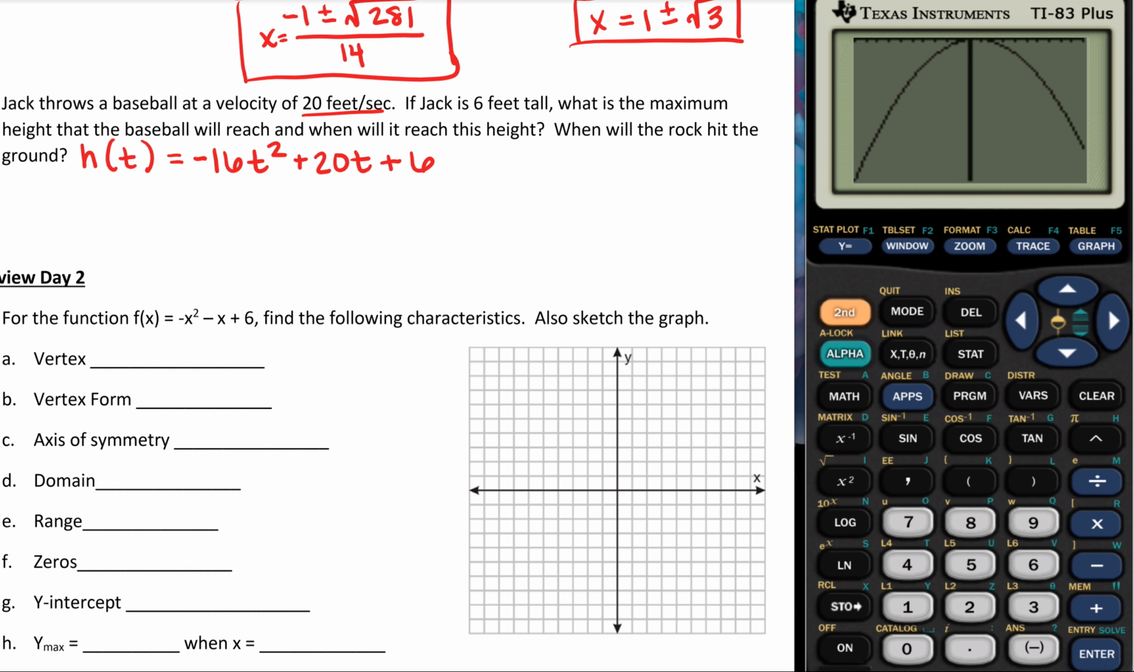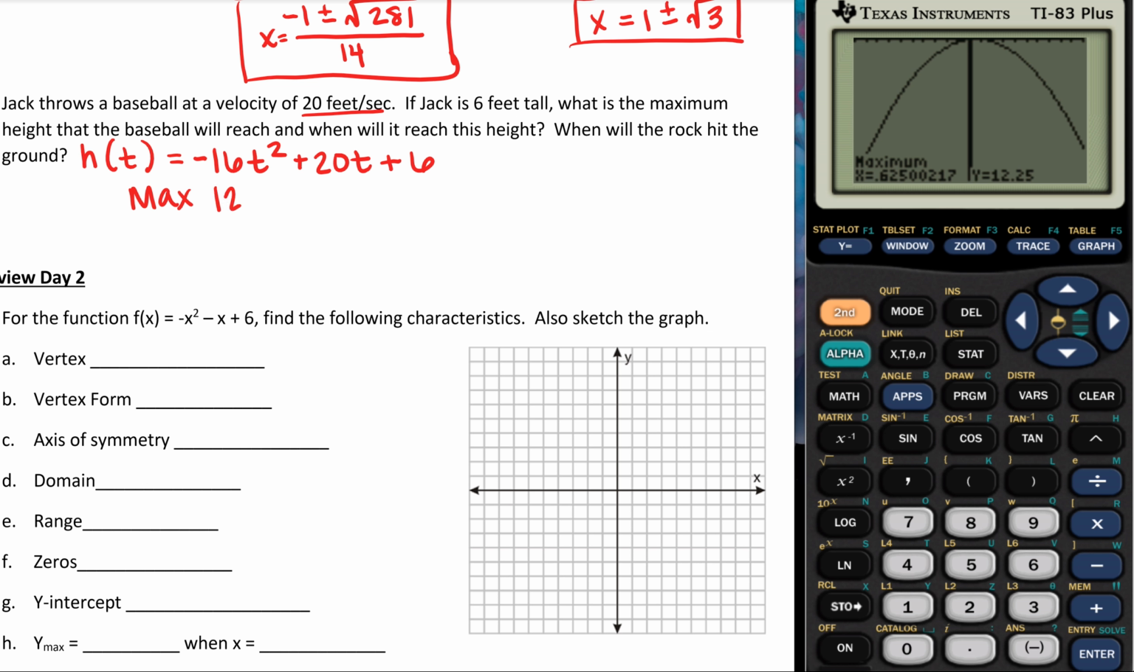So I'm going to say second calc. I'm going to calculate the max. Now, if you don't want to do it via your calculator, you need the left bound. Go far enough to the left. Right bound, you're just going to hold it until you get far enough to the right. Again, I am doing this pretty far over. Enter, enter, enter.